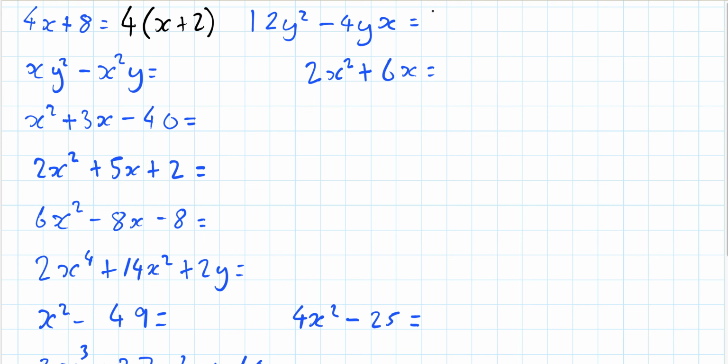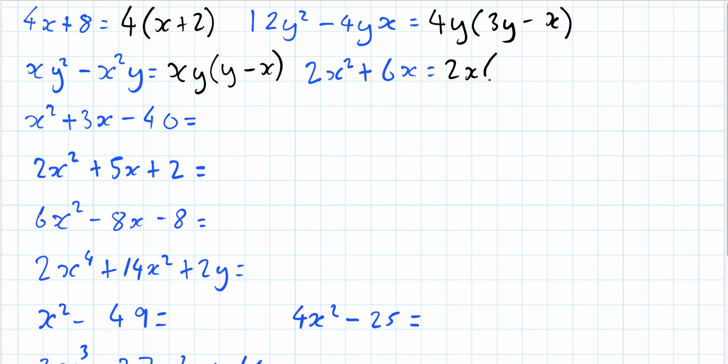So 4y, left with 3y minus x. You could always check these by expanding it and seeing if we come back to our original question. Here we've got just letters, so I'm just going to take out the common letters. x, y, minus x. And here we have 2x.